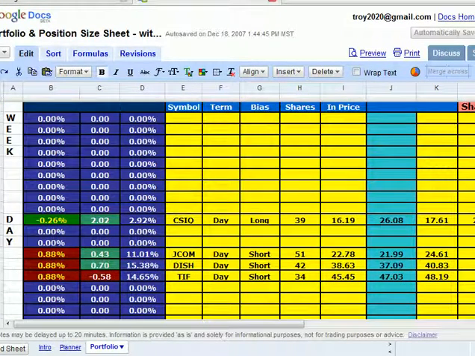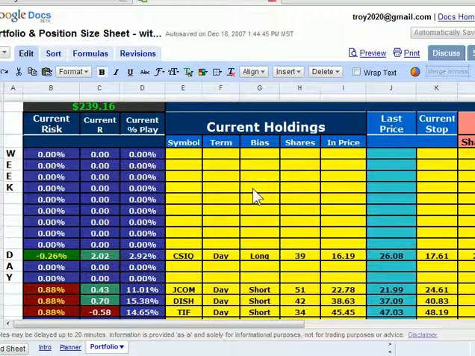As I scroll down, this is where we're going to place our current positions. The main information you need is type in the symbol, the term. This is either going to be a daily play or a weekly play, the bias, long or short, the number of shares you got on the trade, and the price you entered that trade. This is the primary information the sheet needs to understand to help you with your trade.